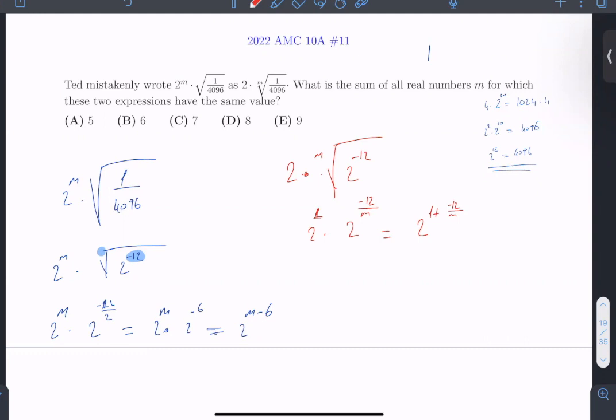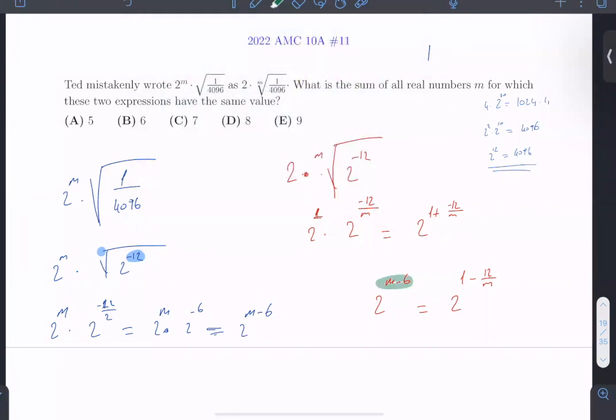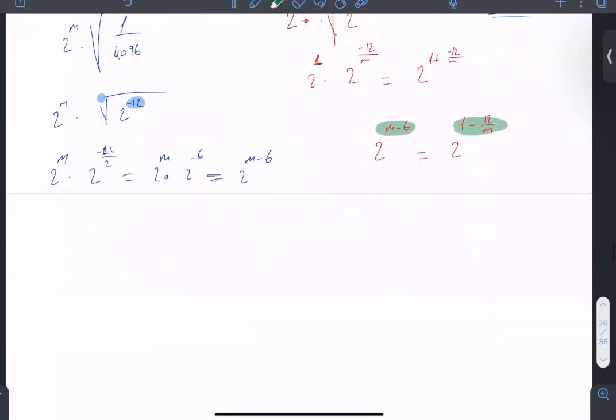So these two expressions are going to be the same value. Let's equalize these two expressions: 2 to the power of m minus 6 is equal to 2 to the power of 1 minus 12 over m. Since the bases are the same, we can equalize the powers. So m minus 6 has to be equal to 1 minus 12 over m.